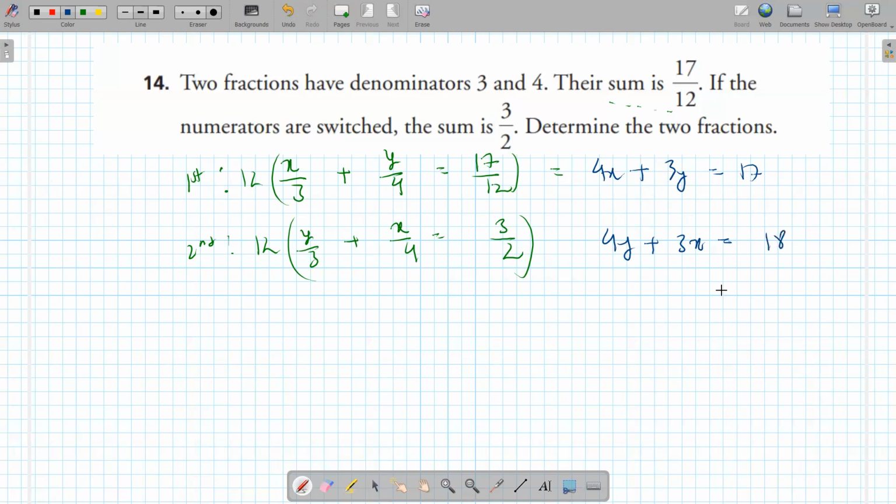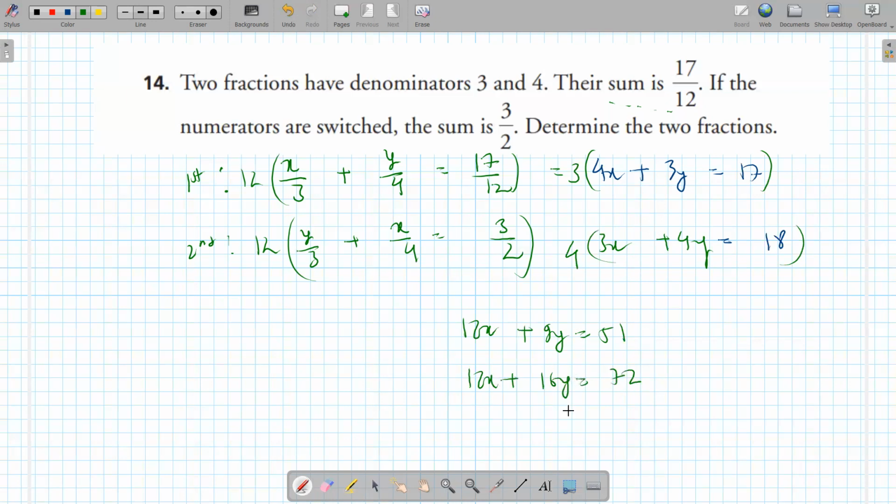Yeah, like that. Now, does this help us? It does in the sense that you don't have to deal with fractions no more, okay? Next, I'm just going to rewrite this as 3x plus 4y equals this. Now, we're going to do this once more. Multiply this by 3, multiply this by 4. The first equation becomes 12x plus 9y equals 51. The next equation becomes 12x plus 16y is equals to 72.